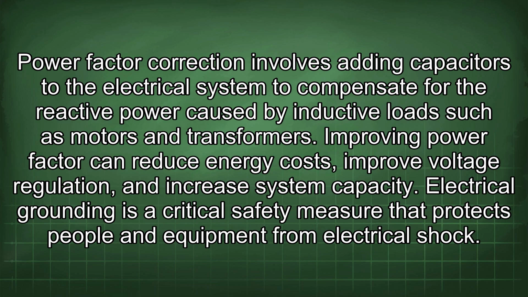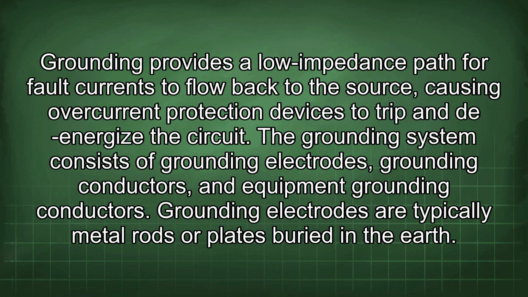Electrical grounding is a critical safety measure that protects people and equipment from electrical shock. Grounding provides a low impedance path for fault currents to flow back to the source, causing overcurrent protection devices to trip and de-energize the circuit. The grounding system consists of grounding electrodes, grounding conductors, and equipment grounding conductors.